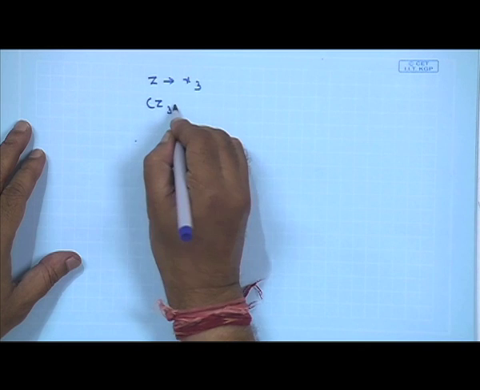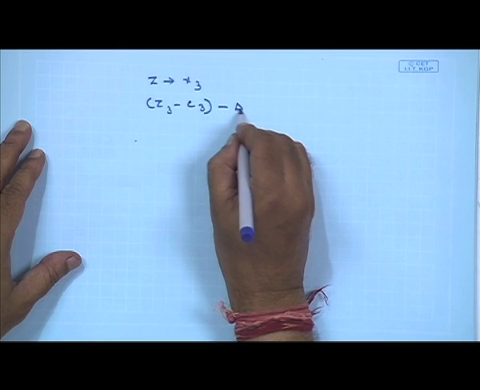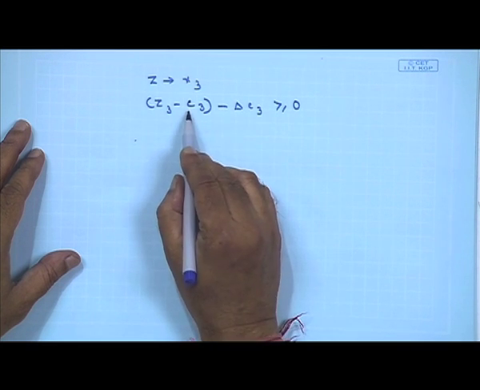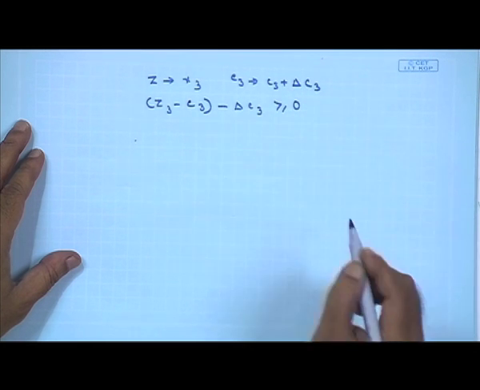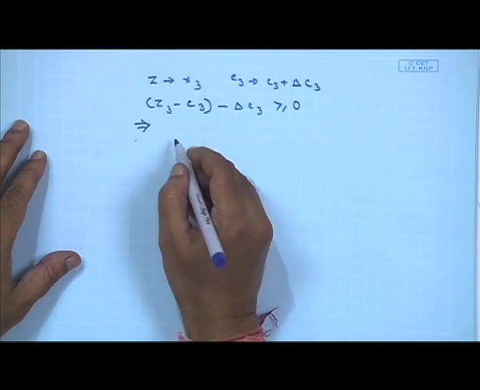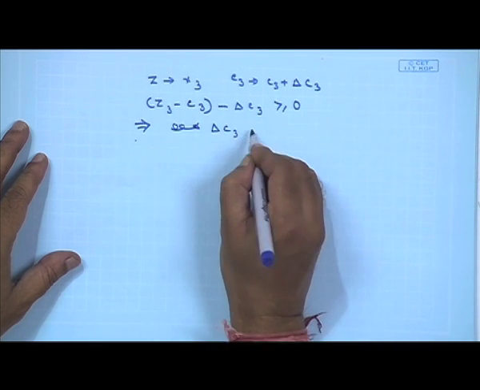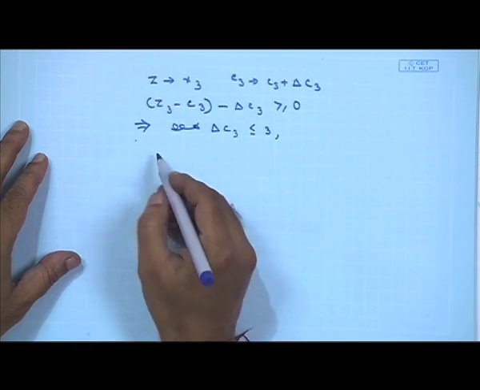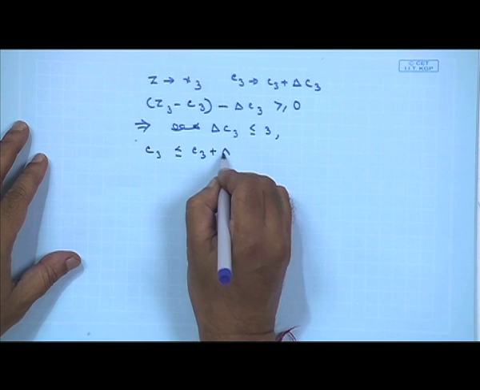So, I have to only check the optimality: Z3 minus C3 minus del C3 should be greater than or equal to 0, because C3 has now been changed to C3 plus del C3. So, this should be greater than or equal to 0, which implies immediately you can tell that del C3 should be less than or equal to 3, since Z3 minus C3 is nothing but C3. So, therefore, C3 less than or equal to C3 plus del C3.